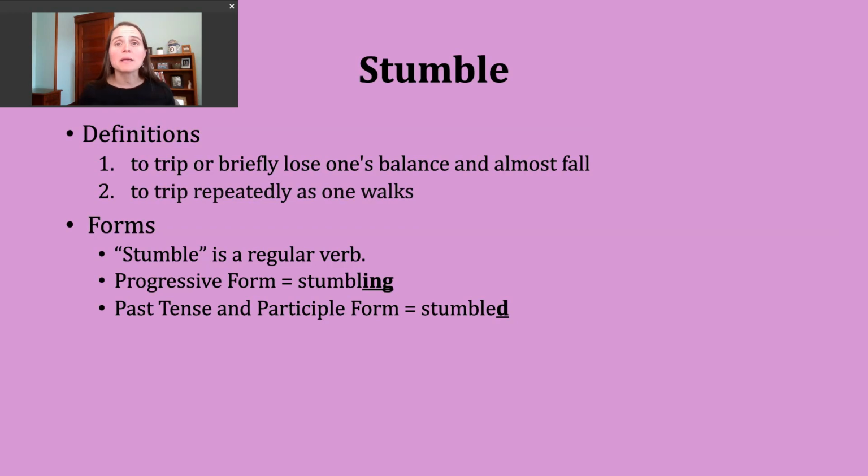Now our base verb, stumble, ends in a voiced L sound. This means that the past tense ending is just going to make a D sound, and you're not going to add an extra syllable as you say it. So the past tense and participle forms should sound like this. Stumbled, stumbled.